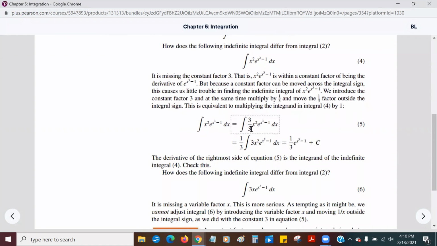Now I'm going to pull the third out of the integral, because you're allowed to pull a constant out of an integral. You can't pull an x out of an integral, but you can pull a constant out. Now in here, I have 3x squared, the same easy guy that I had before. So the answer to what's inside the integral is e to the x cubed minus 1. But this 1/3 just follows along for the ride, and that's going to be my final answer. That's awesome.